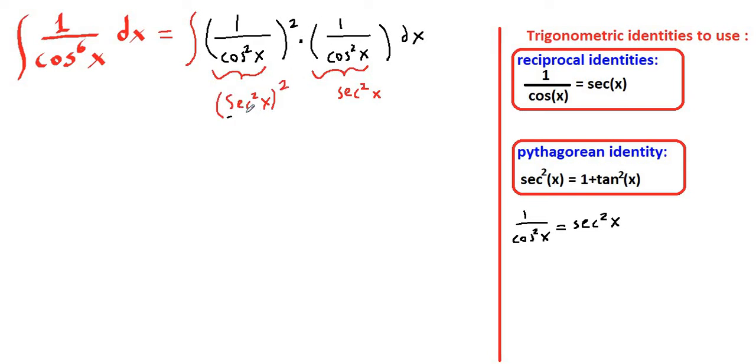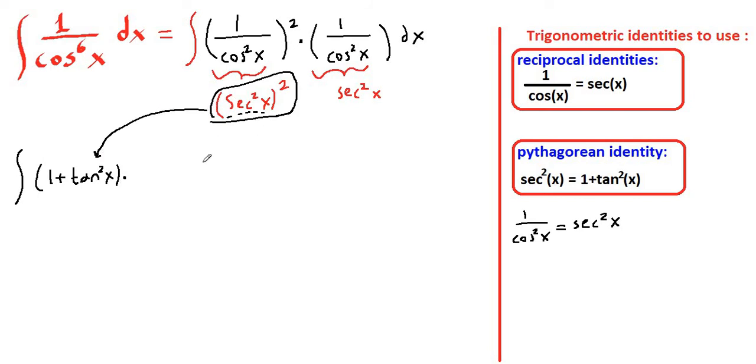Now, for this expression, we're going to use Pythagorean identity. We can express secant squared of x as 1 plus tangent squared of x. So let's rewrite everything. So we have integral 1 plus tangent squared of x instead of secant squared of x, the quantity squared, times secant squared of x instead of 1 over cosine squared of x.